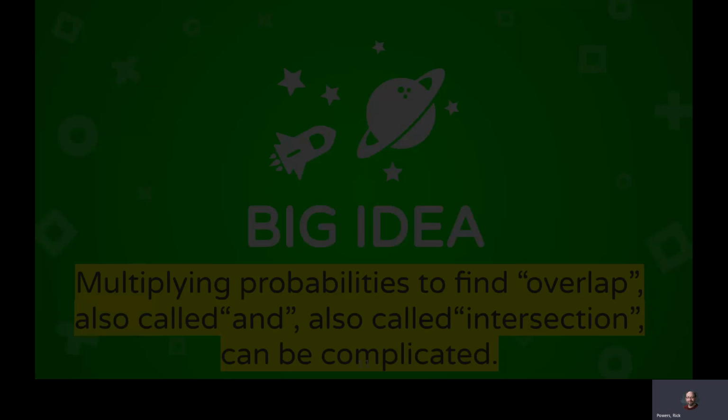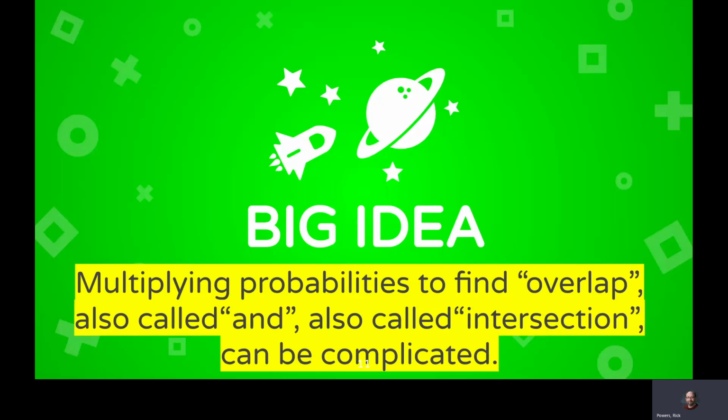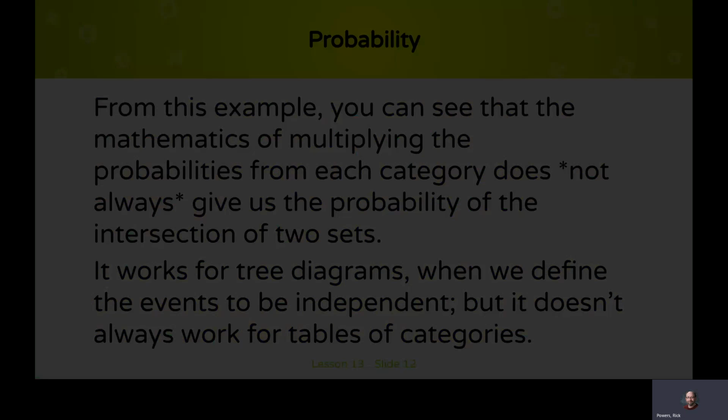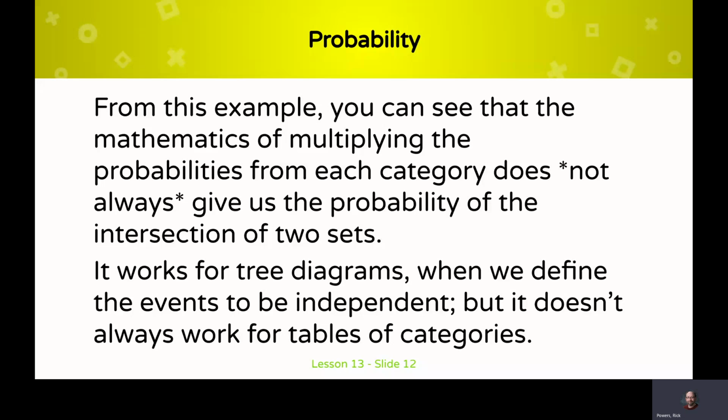Big idea. Multiplying probabilities to find overlap, also called and, also called intersection, can be complicated. From this example, you can see that the mathematics of multiplying the probabilities from each category does not always give us the probability of the intersection of two sets. It works for tree diagrams when we define the events to be independent, but it doesn't always work for tables of categories.